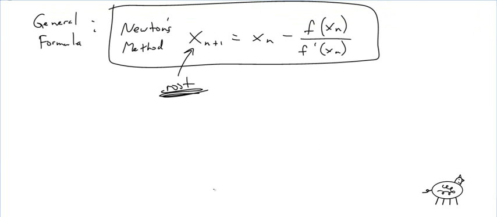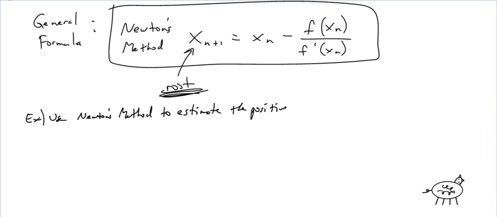Let's keep that up there, and I want to use Newton's method to estimate the positive solution to x squared minus 2 equals 0.